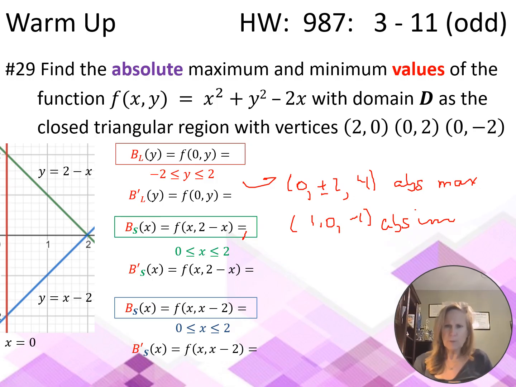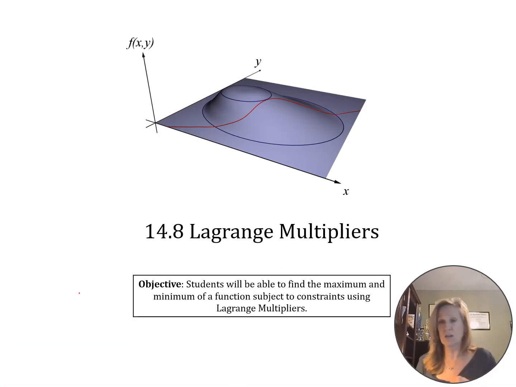Today we're going to add another component. We're going to add a constraint on where those x's and y's can be. So not just on the inside, but we're going to restrict ourselves to just the boundary. So this is called Lagrange multipliers.